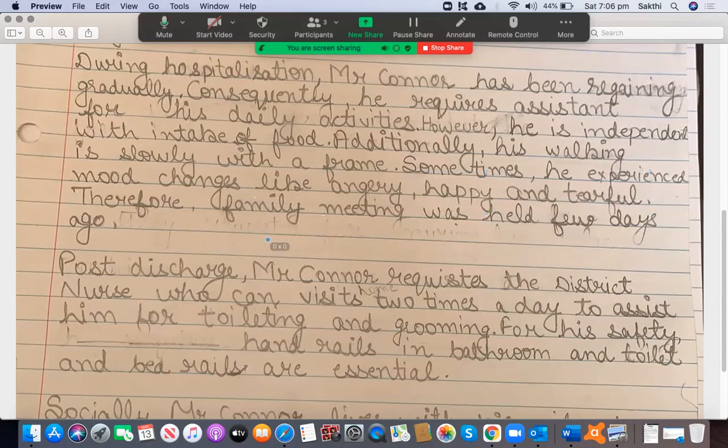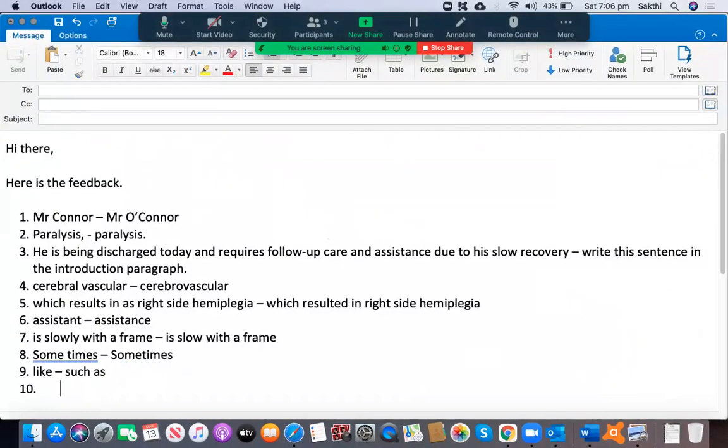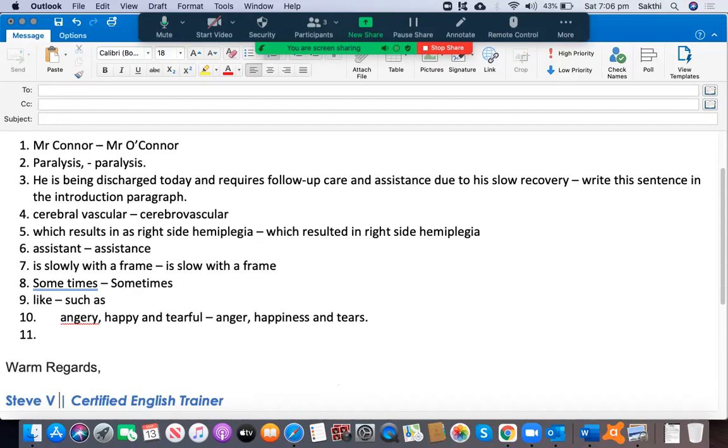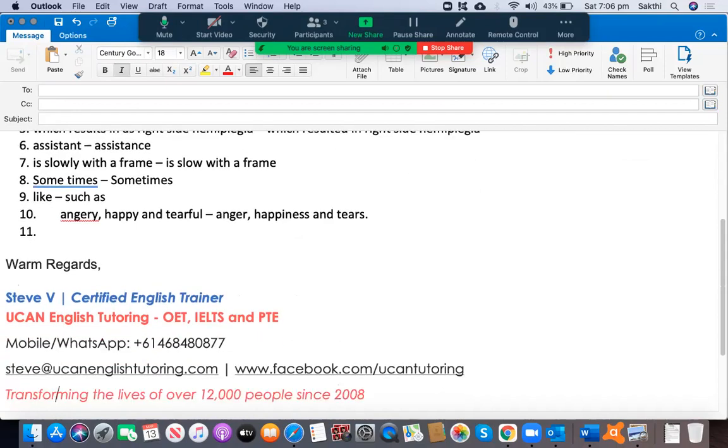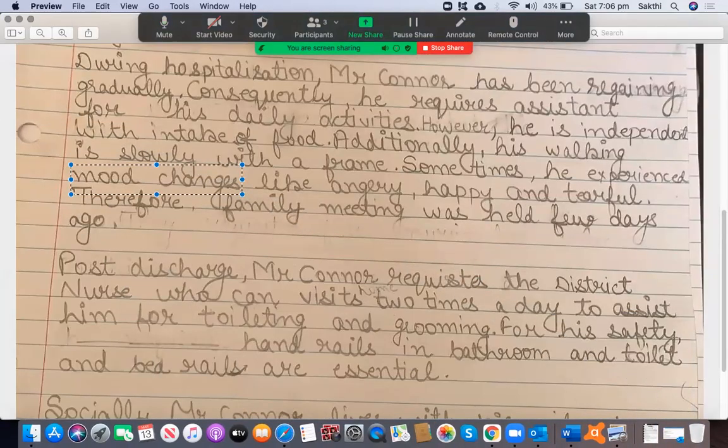So do not use adjectives after the noun phrase. So this is the noun phrase. You're saying mood changes like blah, blah, blah. These are the adjectives, okay? But unfortunately, you are explaining the nouns, isn't it? Plural nouns. So these are the plural nouns, okay? One, two, three, four. So instead of writing angry, happy, and tearful, and there's another issue as well. Angry has spelling mistakes. It doesn't need any E after that. Instead of that, you should have mentioned anger, happiness, and tears. That's the best way of writing. You need to use the nouns only after mood changes. Okay, sir. All right, let's go to the next one.